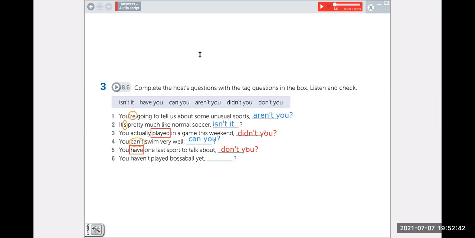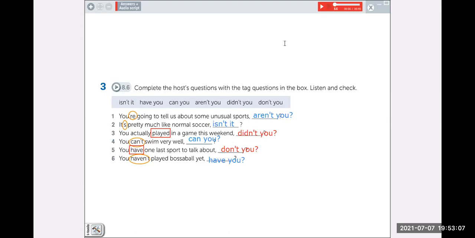And in the last one, we have an auxiliary verb. The auxiliary verb is haven't. So that's why we use the affirmative form of this auxiliary verb. Have you? Okay. Any questions?